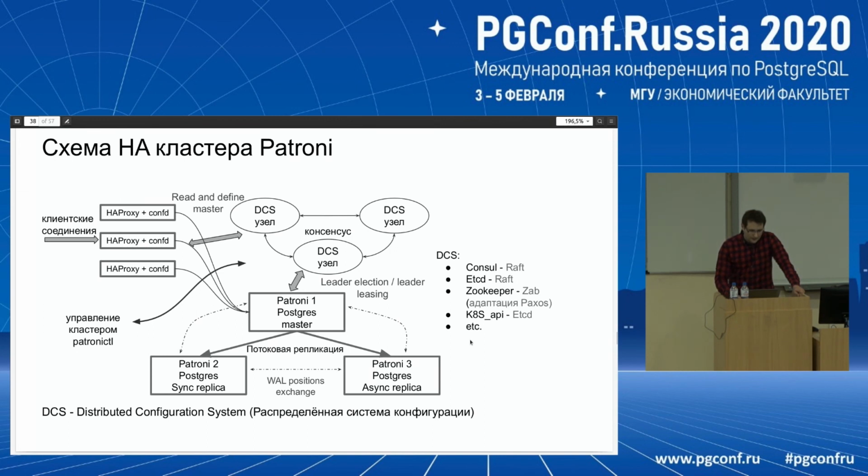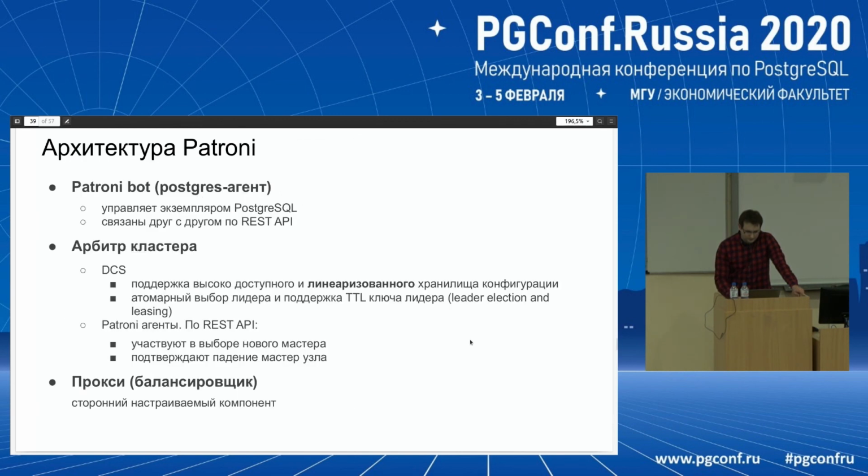Now let's talk about the Patroni cluster. In the beginning, I showed you the general schema, but it wasn't quite true, because there is no special arbiter component. Because we have this for Patroni agents. So, what about different Patroni agents? You can see this in the slide.